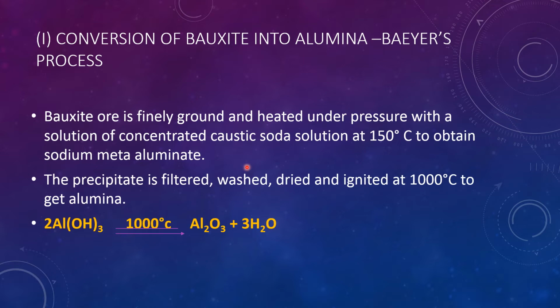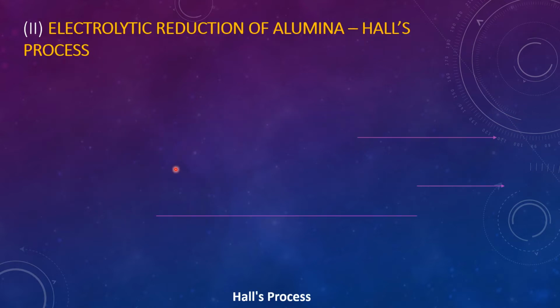This is a simple process, but the cost is very high, because the furnace and the precipitate washing are a little bit expensive. So nowadays we are moving to a cheaper method, the electrolytic reduction of alumina, which is Hall's process.